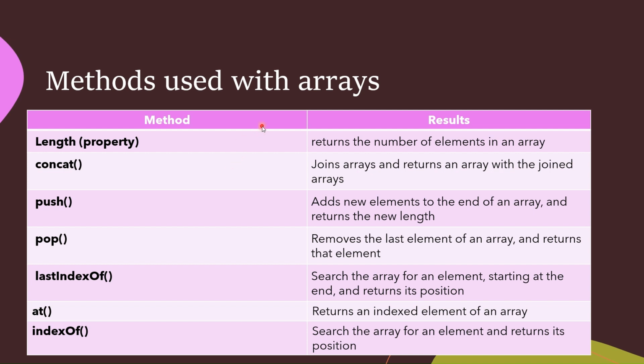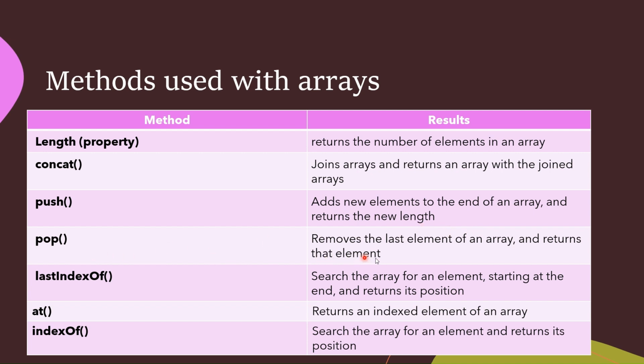Some methods used with the arrays. The first one is not a method, it is a property. So the length returns the number of elements in an array. Concat method joins arrays and returns an array with the joined arrays.